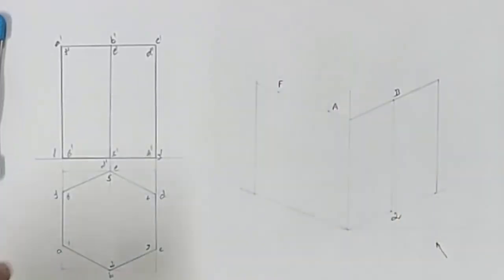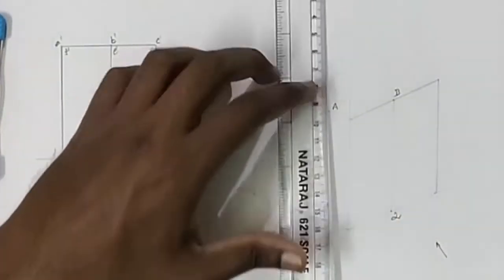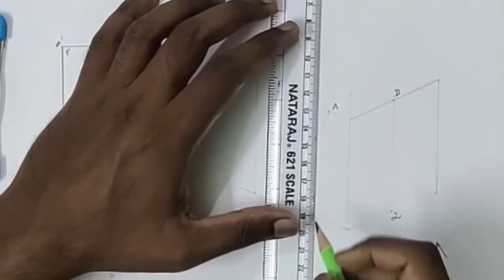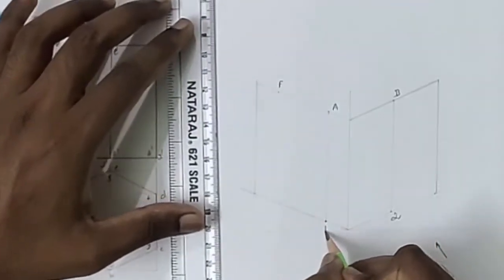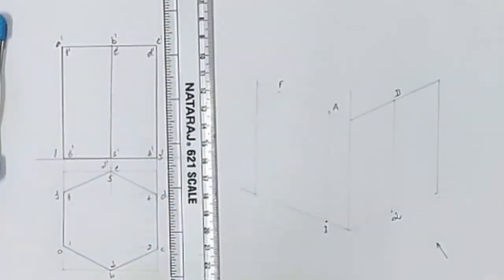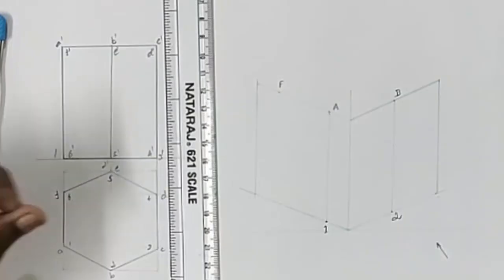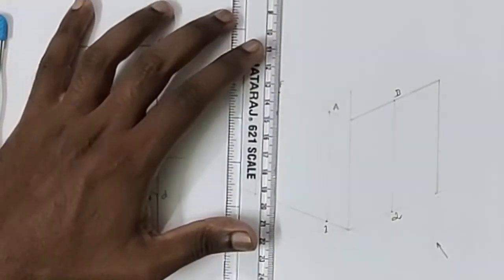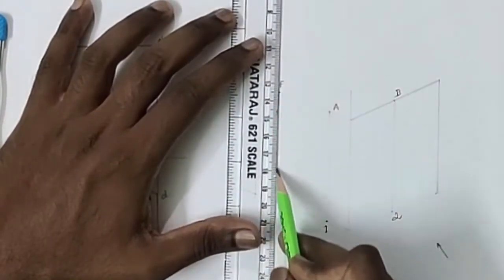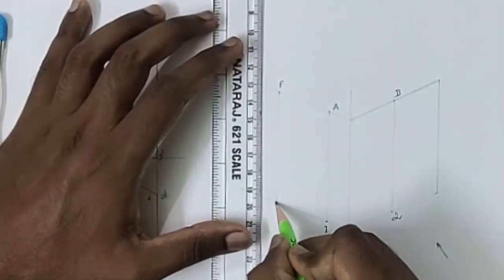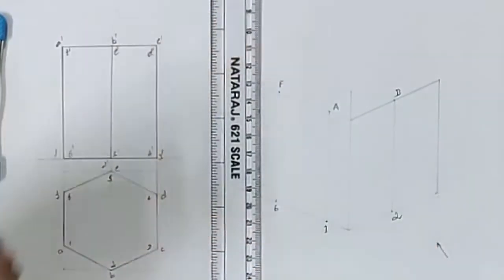So exactly below the point A, 1 is there. So this is point 1. And below the point F, 6 is there. So below the point F, I am marking the point 6. So this is point 6.